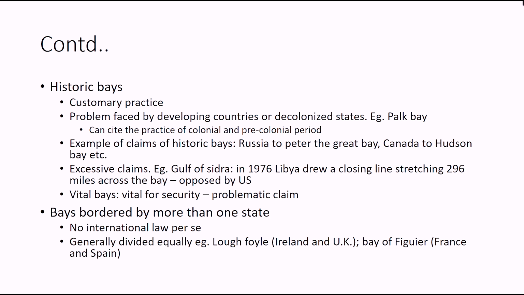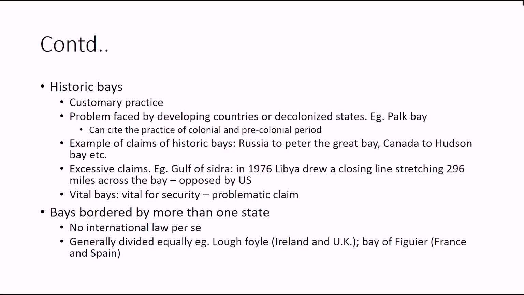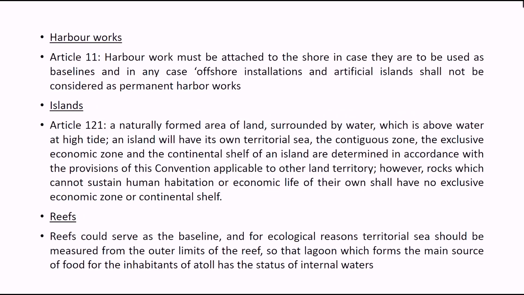Bays bordered by more than one state. No international law per se has brought objectivity to the question of what happens to bays which are bordered by two or more states. Generally, they divide it equally. For example, we have Lough Foyle, between Ireland and UK, or Bay of Biscay between France and Spain, which have been divided equally.